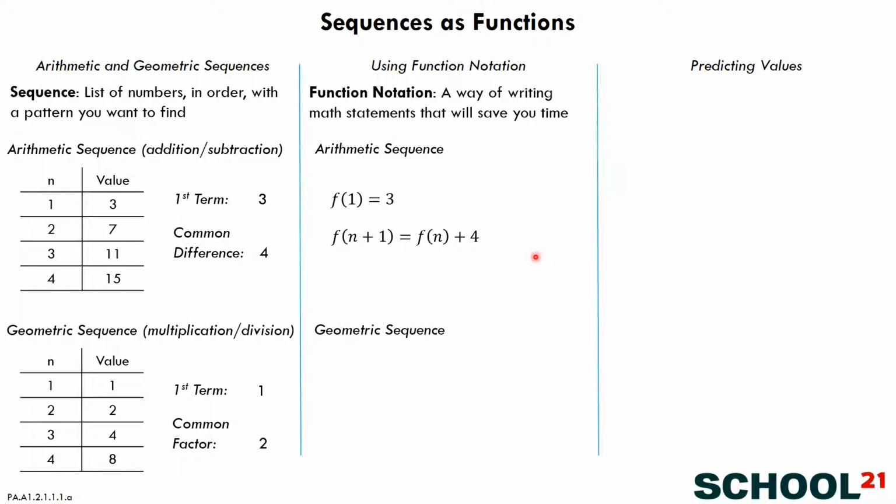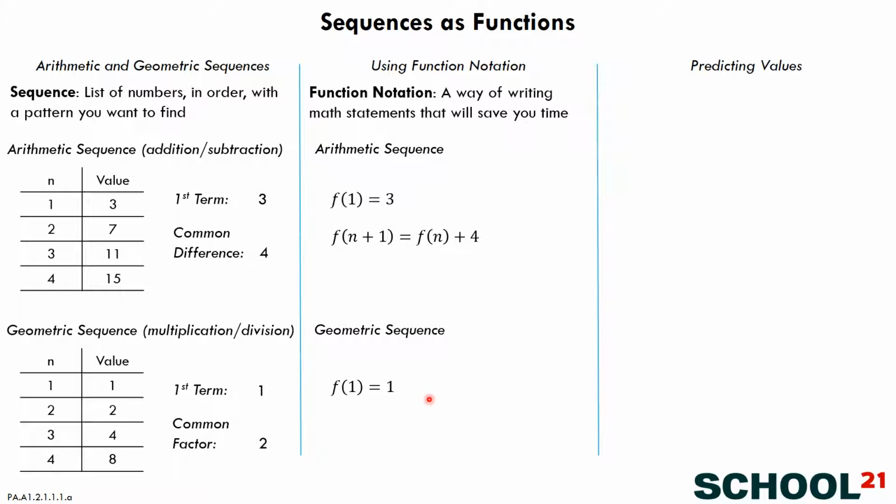Now let's talk about a geometric sequence. It's a little bit different. Do you think we'll be adding here, or what do you think we'll be doing? Multiplying or dividing, but with this particular sequence it'll be multiplying because we already figured out we're multiplying by a common factor of 2. So here our first term, f of 1, is 1. Does that make sense? Yes.